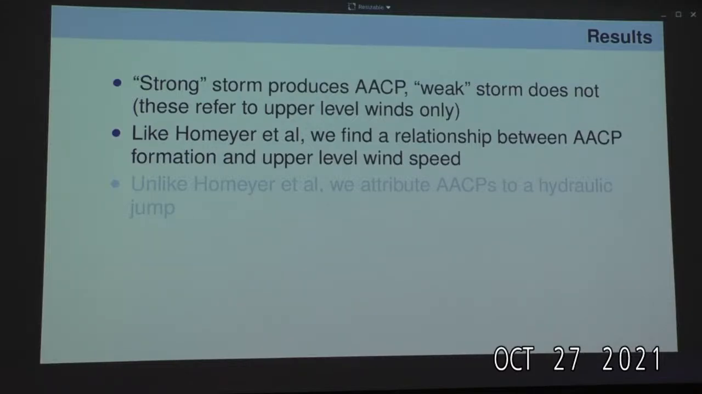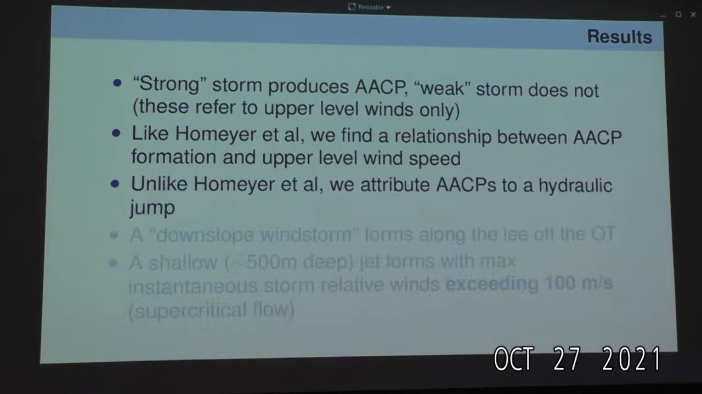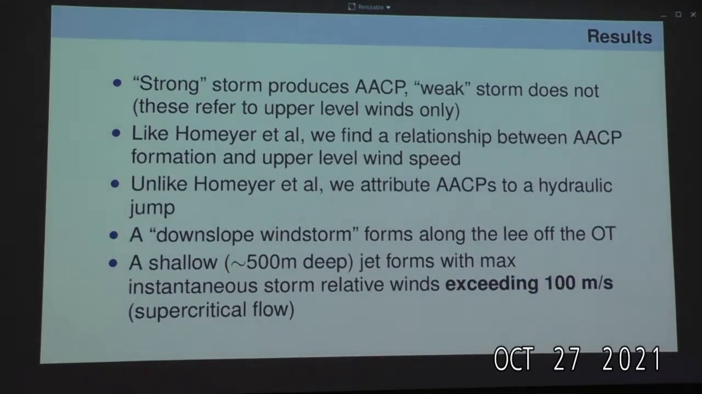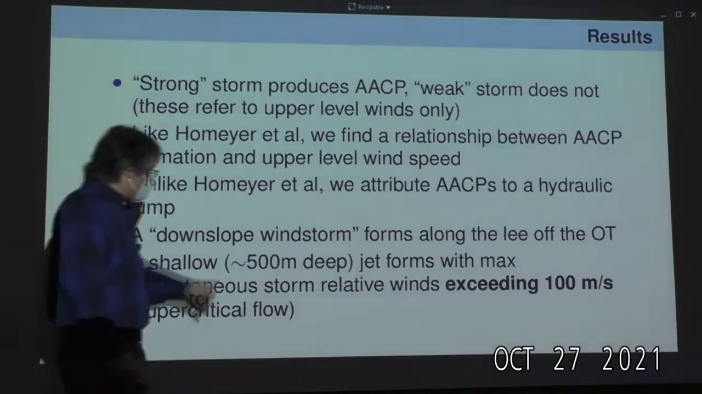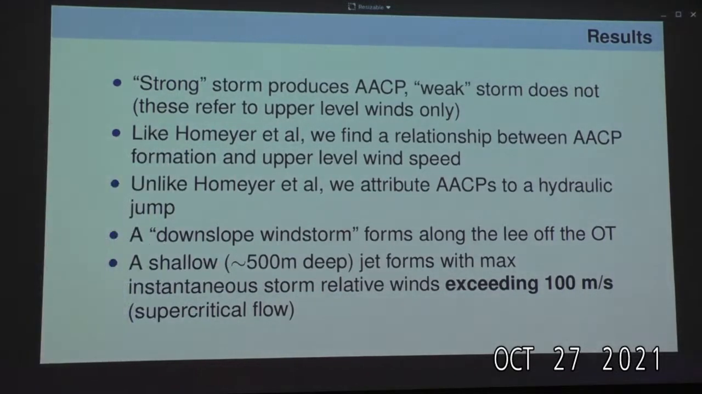So we find a similar relationship, but we attribute the difference in what's going on in these storms to a hydraulic jump. We essentially have a downslope windstorm forming along the lee of the overshooting top. And the reason why I think we need this kind of resolution to get this right is because the actual stream of air that's becoming supercritical is only about 500 meters deep, give or take. And we have winds exceeding 100 meters per second. That was a surprise.